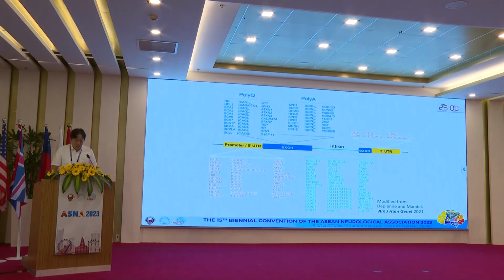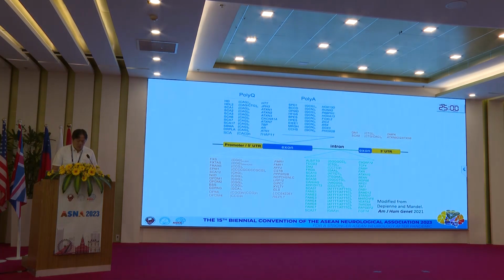With the advancement of whole genome sequencing and long-read sequencing, we have been able to find new repeat expansions, especially in the non-coding regions, such as promoter, 5' UTR, introns, or 3' UTR.